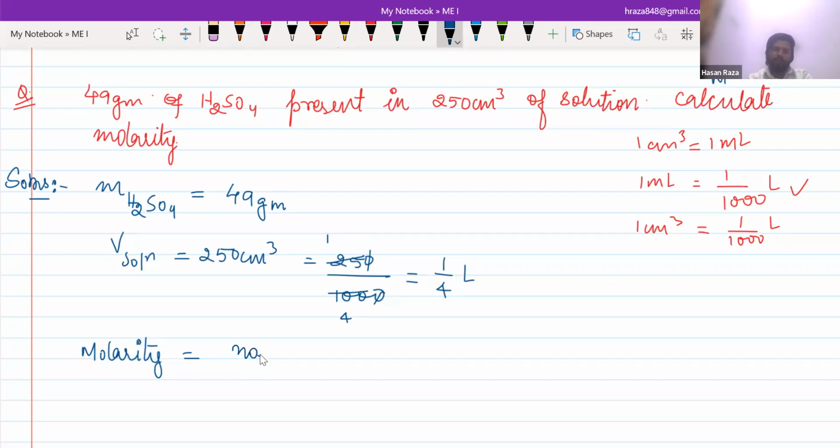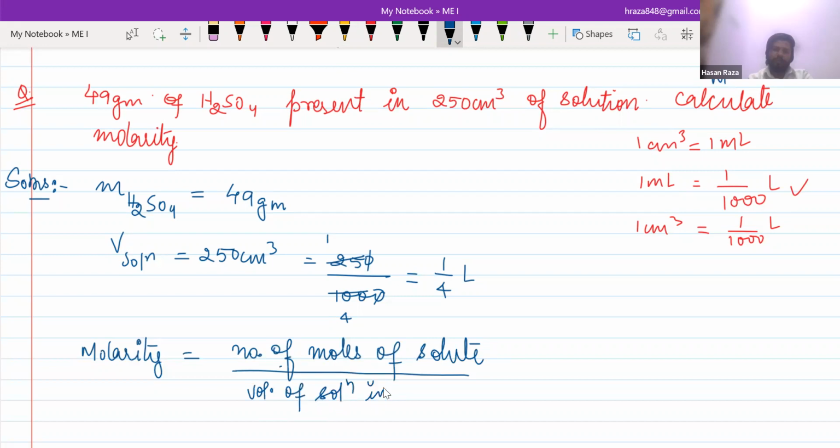Now, what we need to calculate is molarity, and molarity is equal to number of moles of solute upon volume of solution in liter, right? Yes or no? Now you can see the volume of solution in liter is here, but number of moles of solute is not directly given. So we can calculate number of moles of solute.